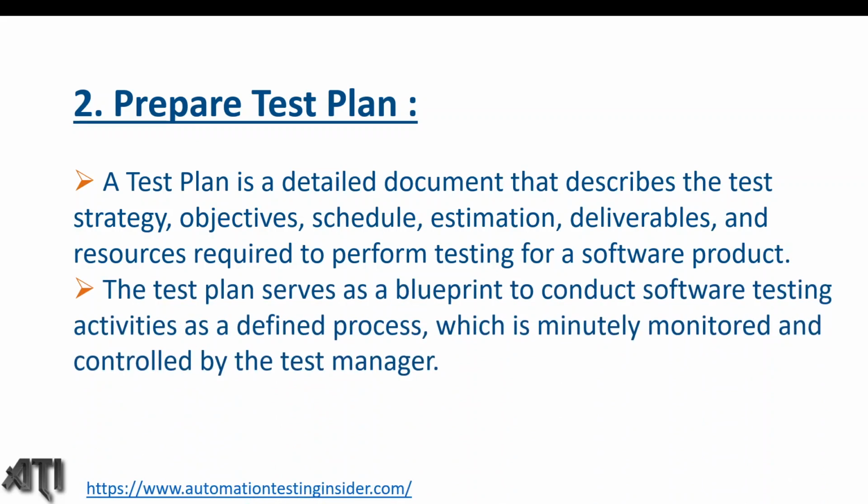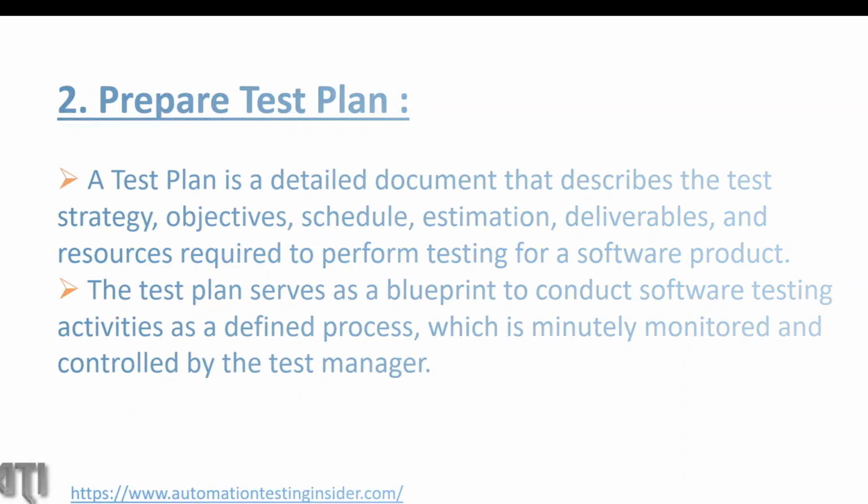The test plan serves as a blueprint to conduct software testing activities as a defined process, which is minutely monitored and controlled by the test manager. So once we define every activity in the test plan, it will be monitored by the test manager, whether every activity is in place or not. That is the purpose of the test plan. So this is how we prepare the test plan in the second part. And third is get the approval. So there are three things: first is prerequisite criteria, second is prepare the test plan, and the third point is get the approval.